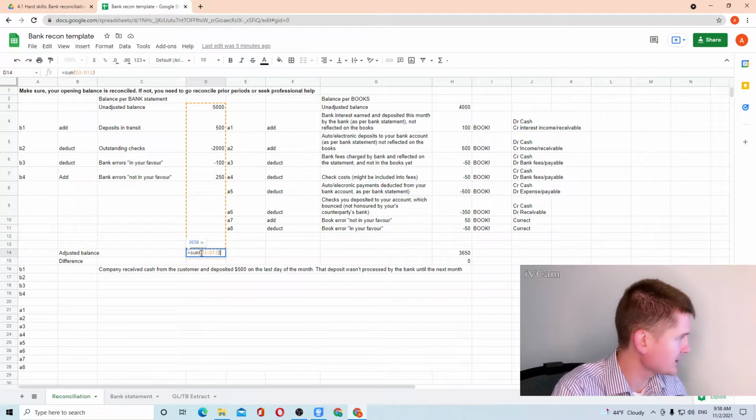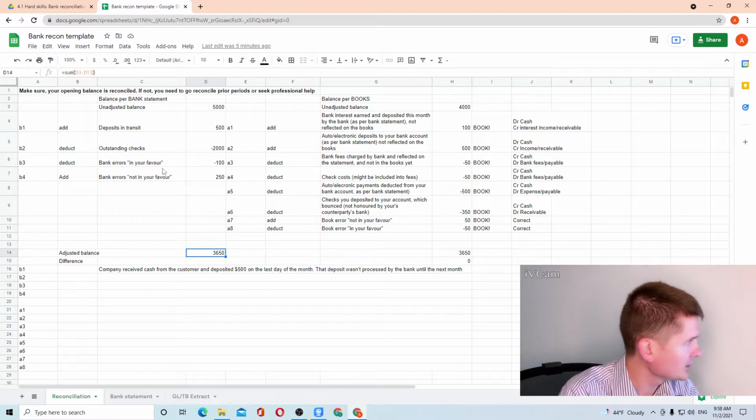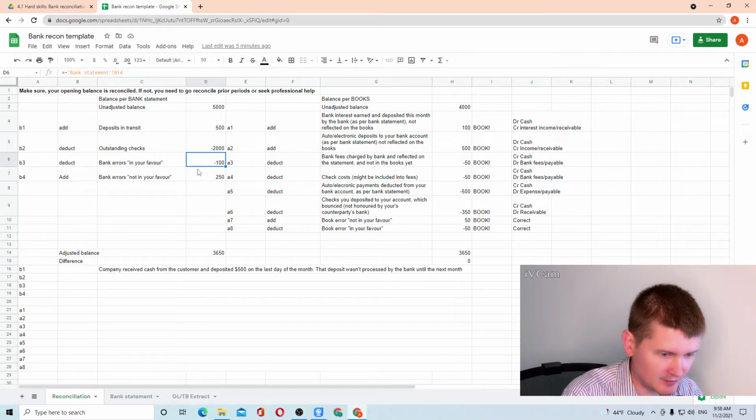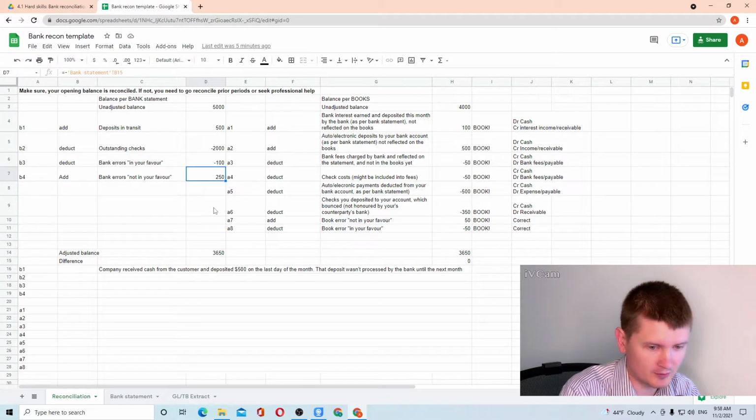And you come up with some bank adjusted balance. So far, you do not make any entries in your books in respect of these items. So you do not reflect extra income from the error in your favor, and you do not reflect expense due to bank error not in your favor. Because if you do that, you might totally forget that you had these items in the past and you will never correct them.